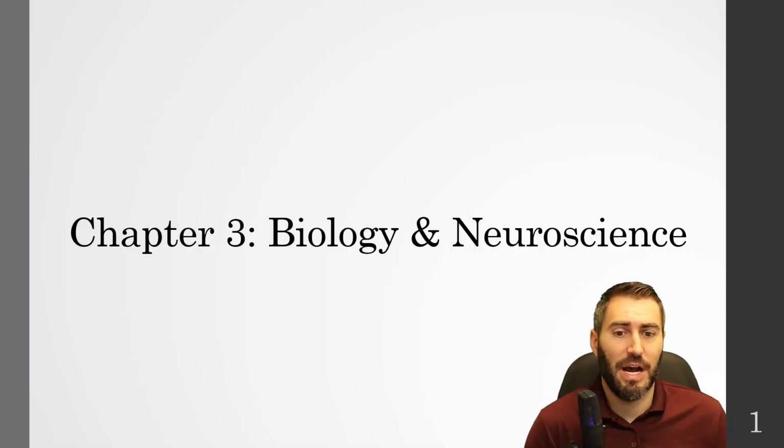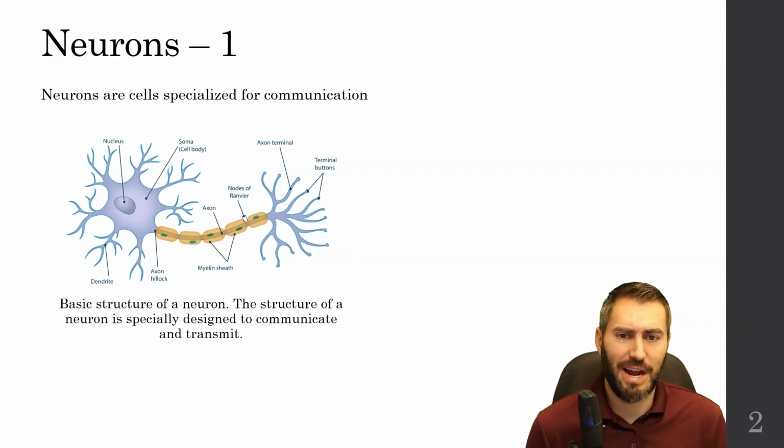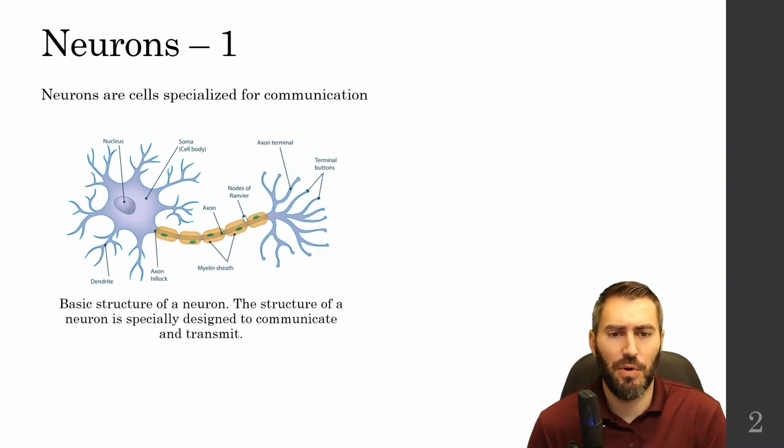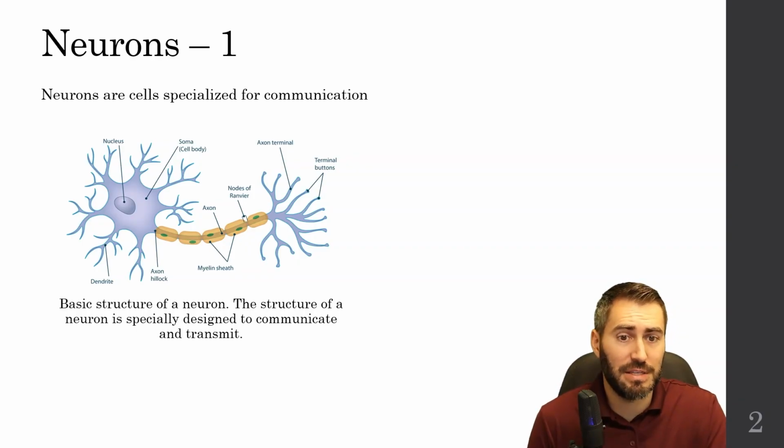All right, so let's go ahead and jump into this. So again, chapter 3, biology and neuroscience. We're going to start off this section talking about neurons, or how neurons work and what they do. So neurons are structured in kind of a cool way. And we can see here some of the unique things about them and some important things to understand how they work. But generally, neurons are the communication devices within our bodies.